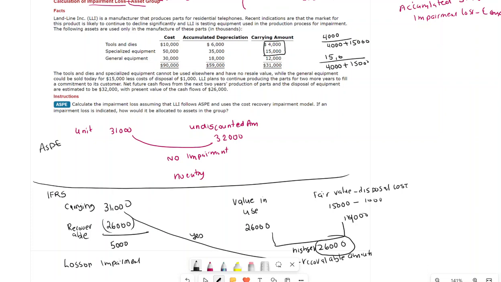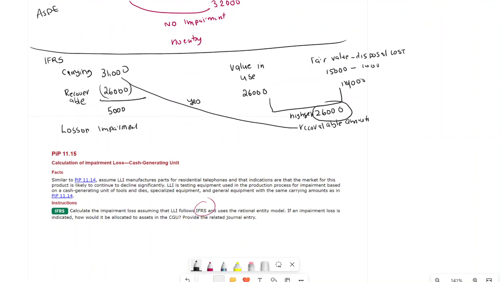So what I have to do is multiply by 5,000 to see how much should go to my tool and die and how much should go to my specialized equipment. Multiplying by $5,000, the first one will be 1,050. The second one will be 3,950. And when you do an entry, the debit will be loss on impairment of $5,000.